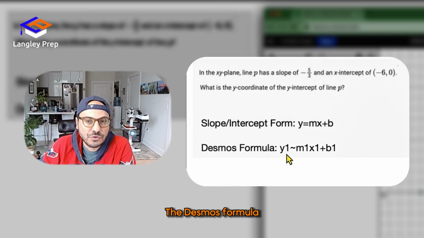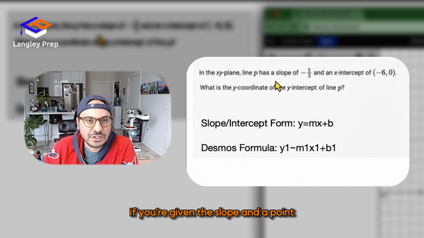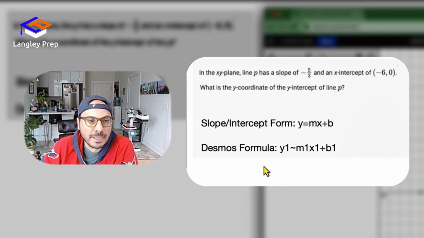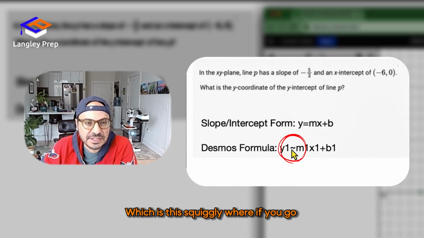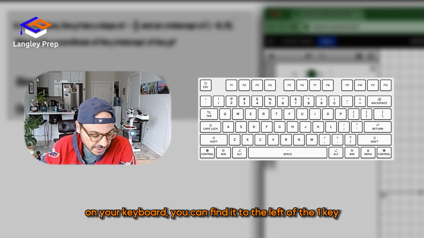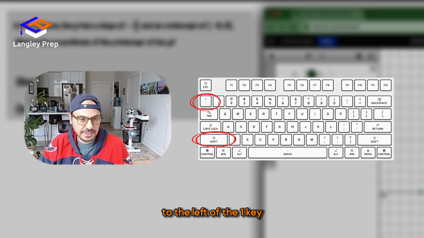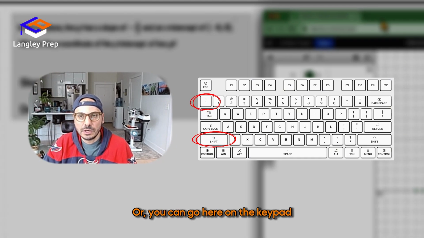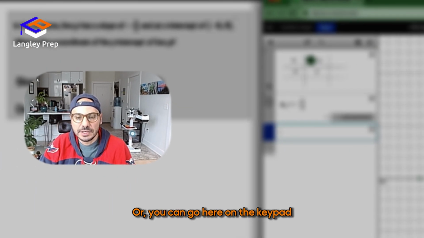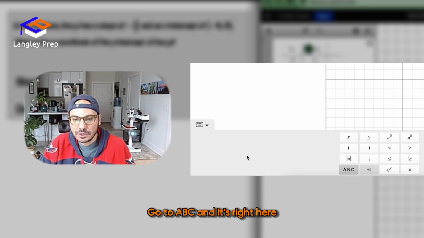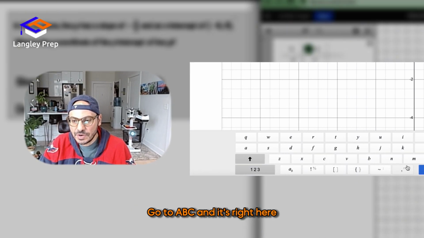The Desmos formula, if you want to get the line, if you're given the slope and a point, it's y1 tilde, which is this squiggly, where if you go on your keyboard, you could find it to the left of the 1 key, you press shift, and the key to the left of the 1 key, or you can go here on the keypad, go to ABC, and it's right here.